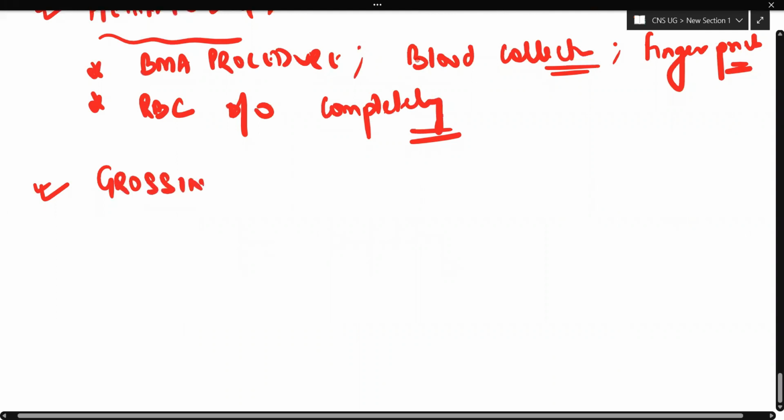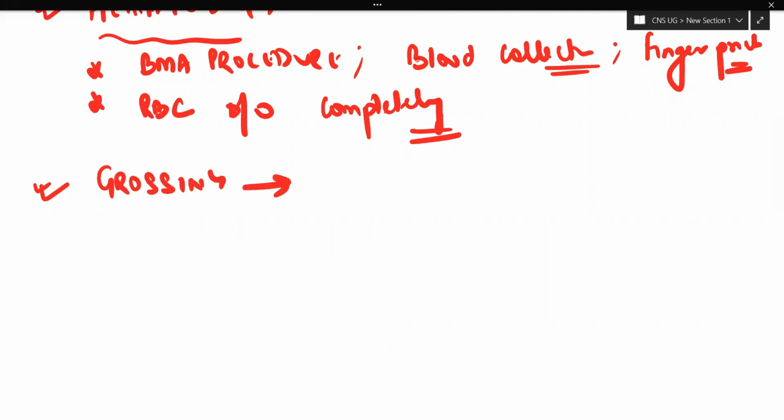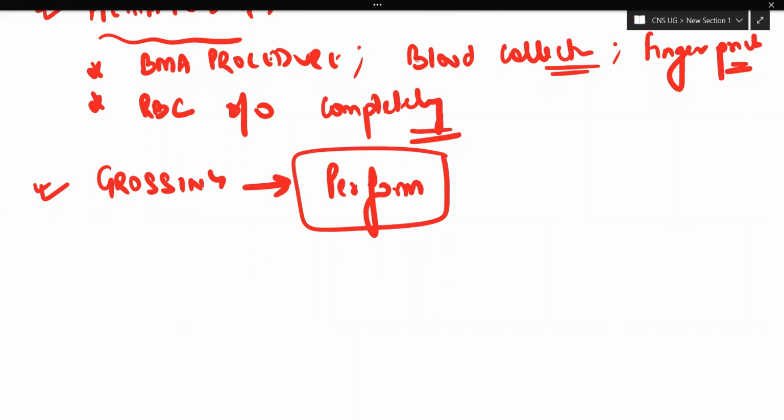Now, apart from hematology comes a very, very important thing, that is grossing. Grossing is something that cannot be taught theoretically to you. You have to learn by yourself. What is grossing? Grossing is something that you have to perform yourself. You should be able to write down the findings of the grossing, and you should be able to perform the grossing procedure.